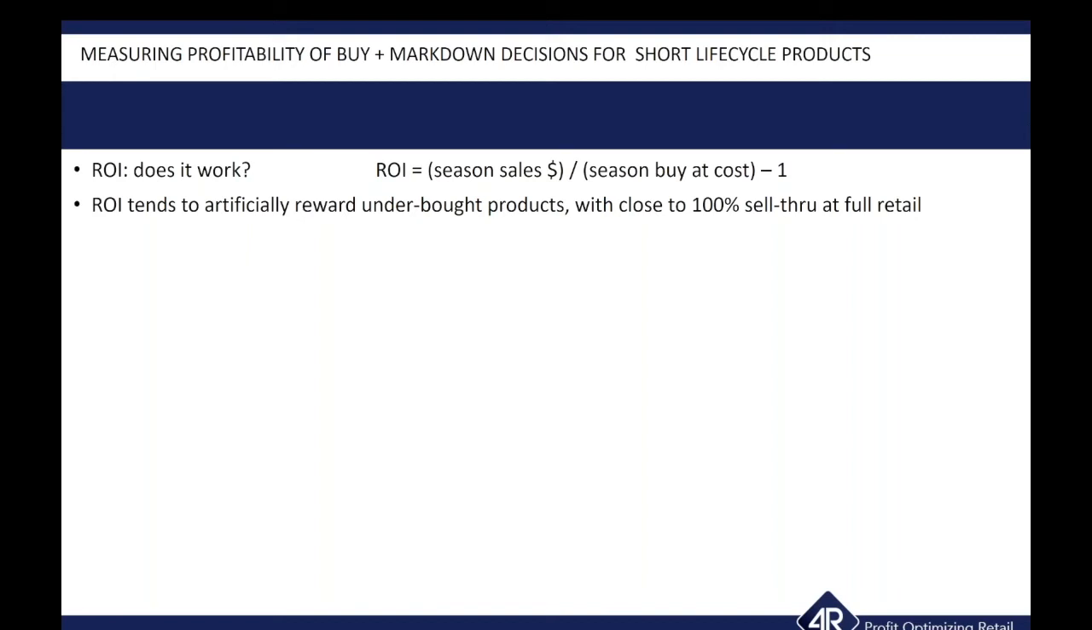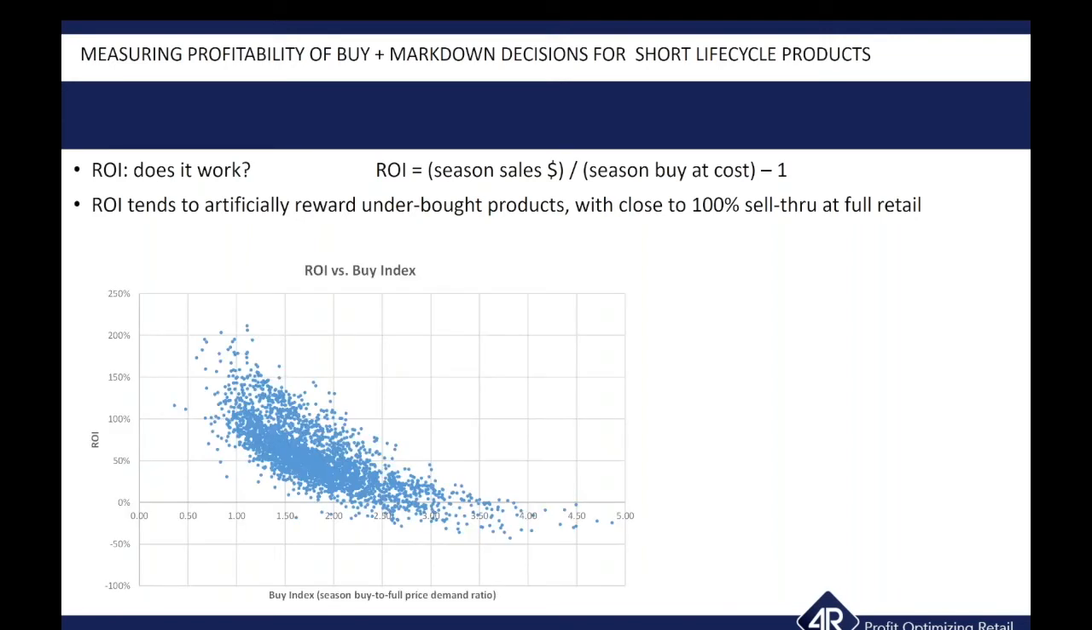So we were able to sell everything, possibly almost everything, at full retail price, achieving a possibly very high return on investment. Now, this is data from a different retailer, a collection of seasons. Every dot represents a SKU, and we are showing how every SKU performed in terms of return on investment as a function of the buy index. Once again, dots to the left are tight buys, and dots to the right are overbuys.